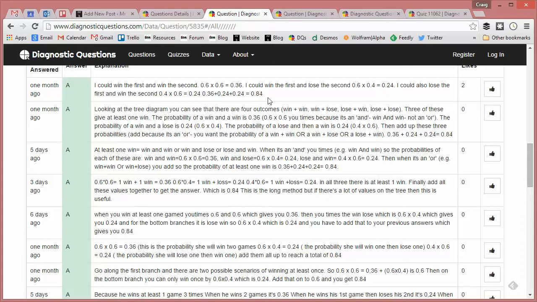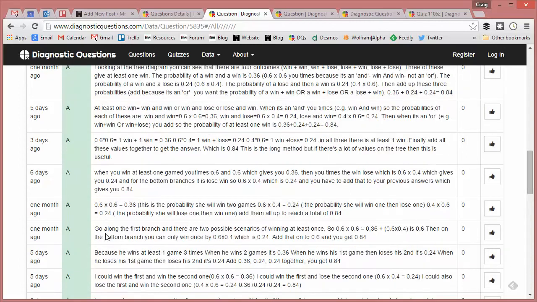I like this one, nice and concise. I could win the first and second. That's 0.6 times 0.6. I could win the first and lose the second. I could lose the first and win the second. Beautifully explained, really nice. And then we get the same thing but in a bit more detail, really breaking it down, and so on and so on.